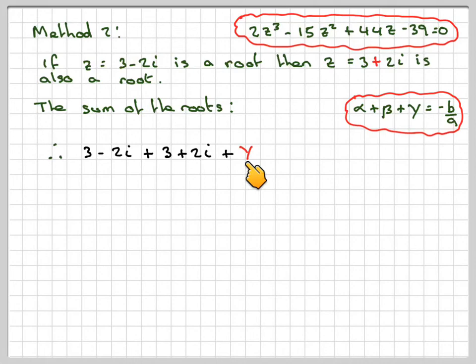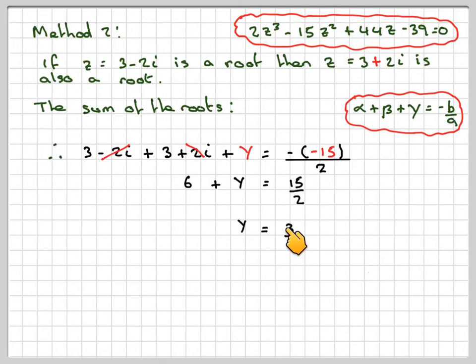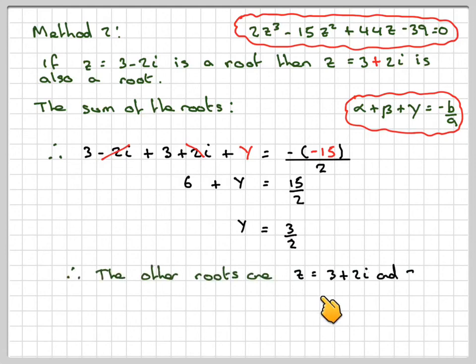And then we have the third root, which we've got to find, and that's equal to minus b over a, so it's minus minus 15 over 2, which is 15 over 2. Obviously the 2i's cancel out, so we get 6 plus gamma equal to 15 over 2, and therefore gamma is 15 over 2 minus 6, which is 3 over 2. Therefore the other roots are 3 plus 2i, and z equals 3 over 2. Now either method is correct, but this is a much more efficient, easier way of doing the problem.